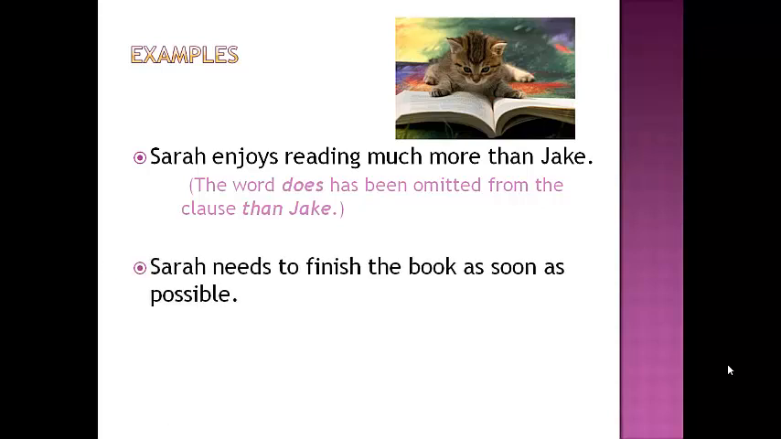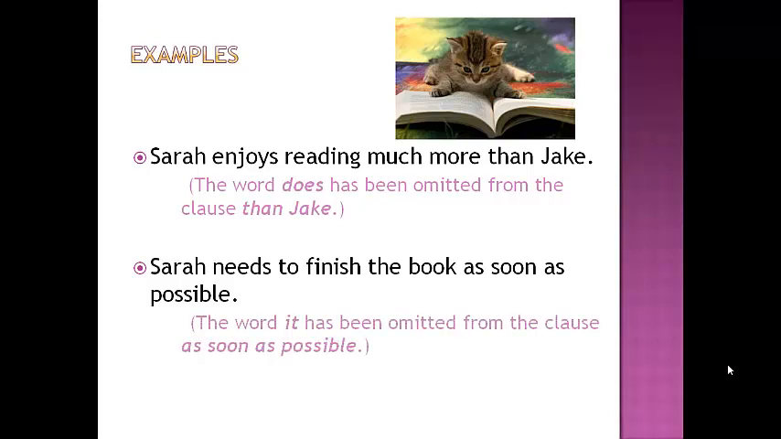Sarah needs to finish the book as soon as possible. Okay, in this situation, the word it has been omitted from the clause, as soon as it is possible. So without the omission, the sentence would read, Sarah needs to finish the book as soon as it is possible. But because our hearer or reader understands that, it has been omitted.